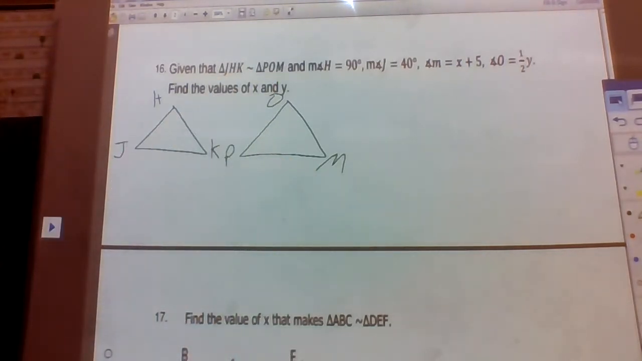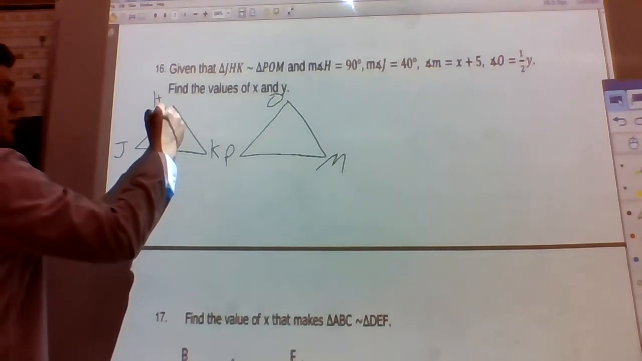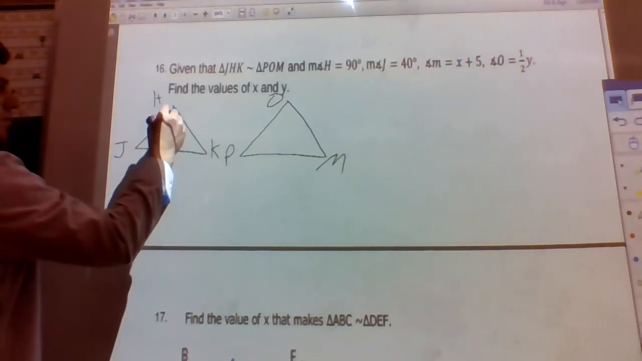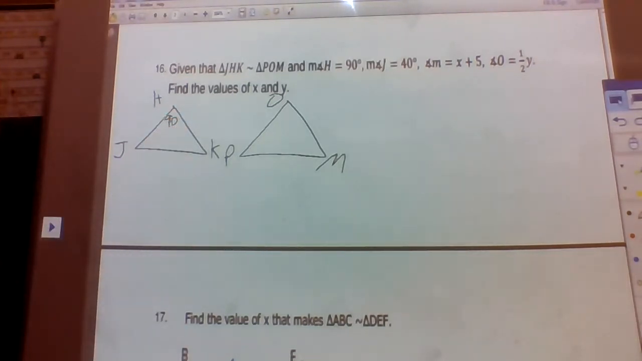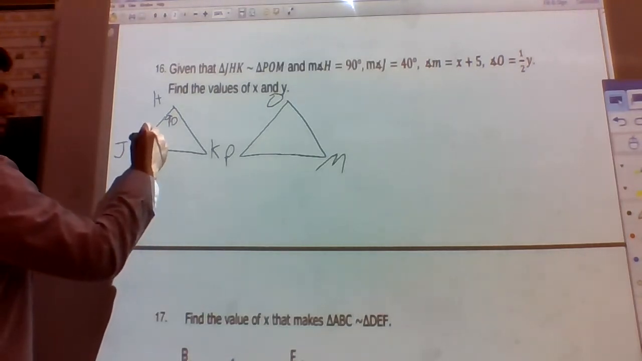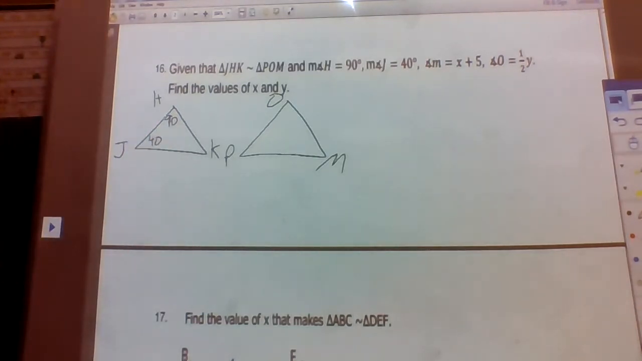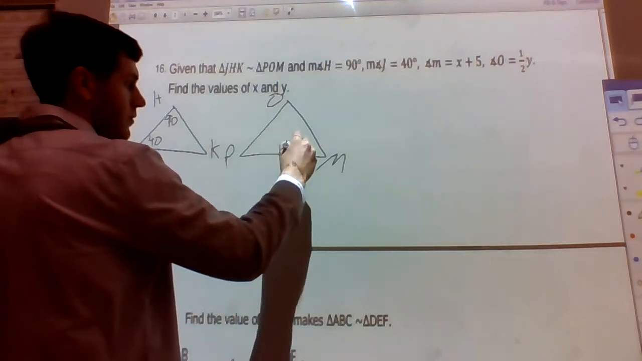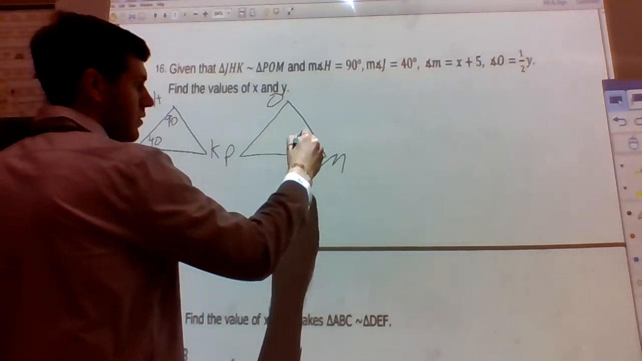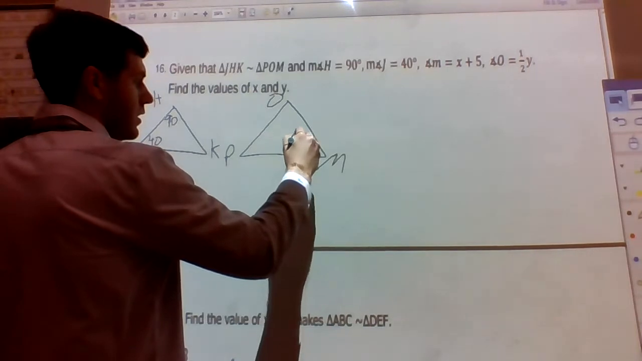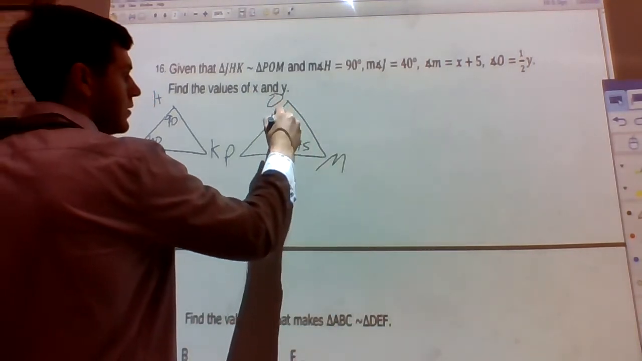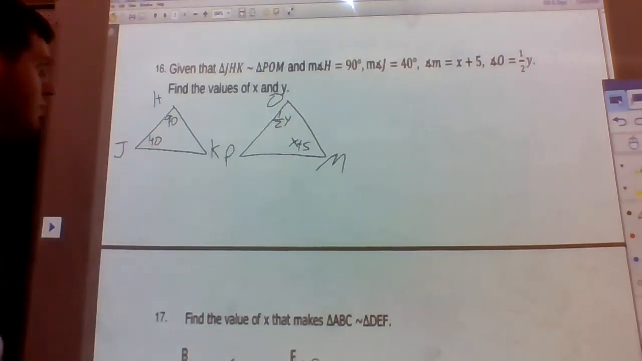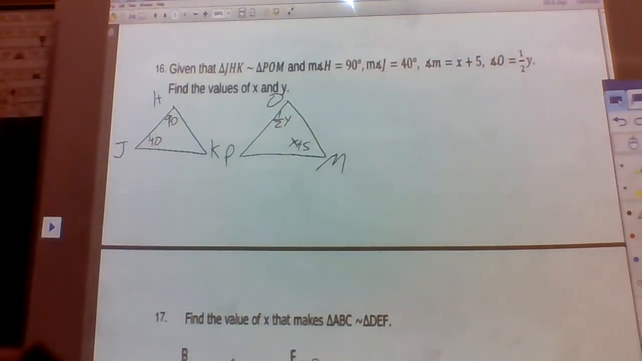The measure of angle H is 90 degrees. Wish this pen would write right in the middle. It doesn't go in the middle though. 90. J is 40. And then M is x plus 5. And O is 1/2 y.